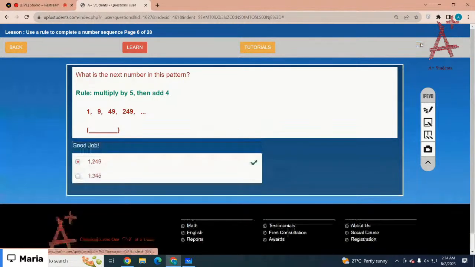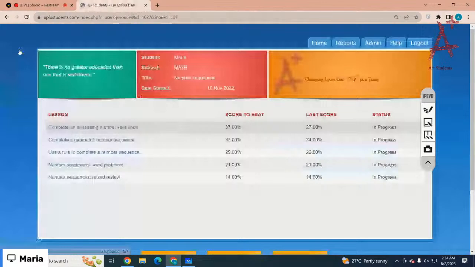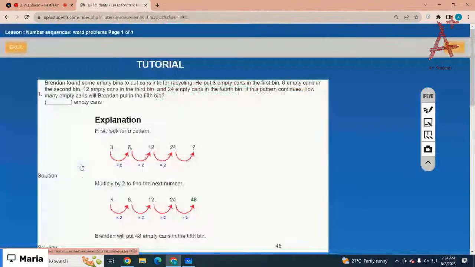Okay, you can complete the lesson by yourself today. Let me just move on to the next lesson. The next lesson is number sequences, word problems. So we have word problems now, right? Let's just start with the first one.